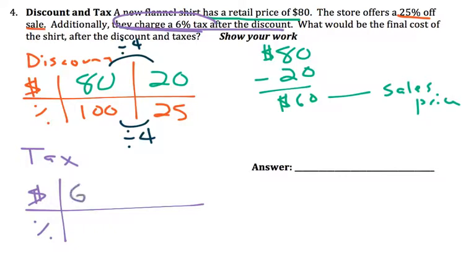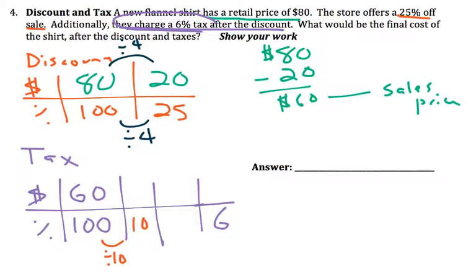So we have $60 is 100% now. We have that new 100%. And since we're trying to find 6%, let's find the unit rate. So let's divide by 10, which would be 10%, and $6. Then let's divide by 10 again, which would be 1%. And dividing 6 by 10 would put the 6 in the tens place, which is just like 60 cents.